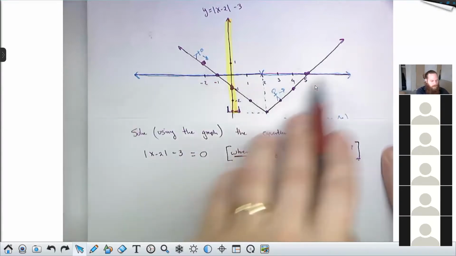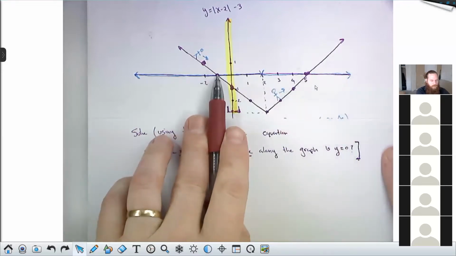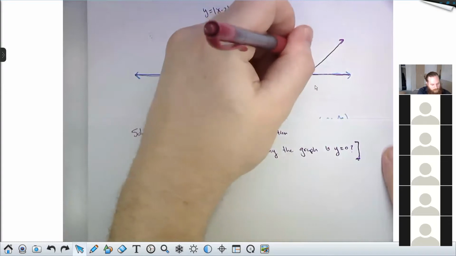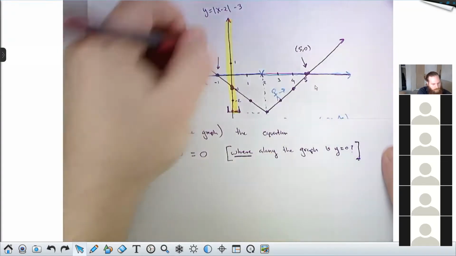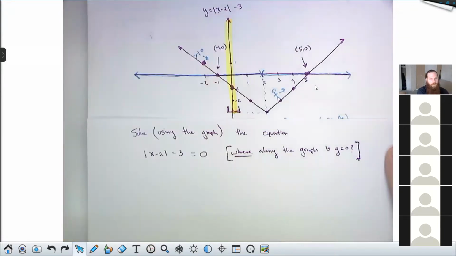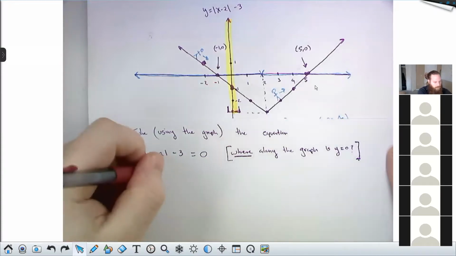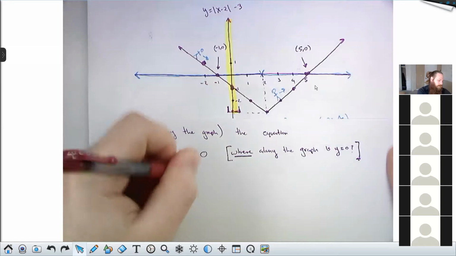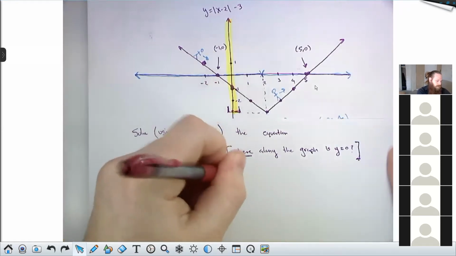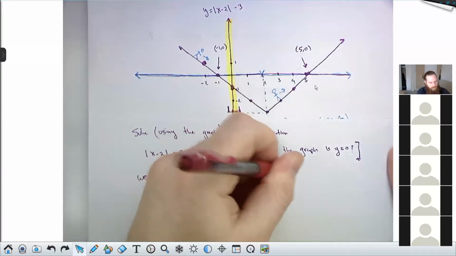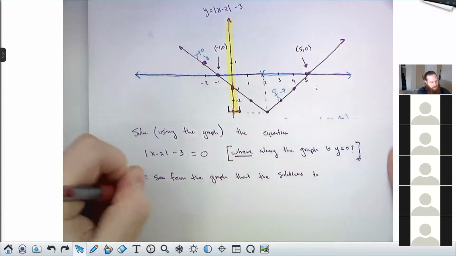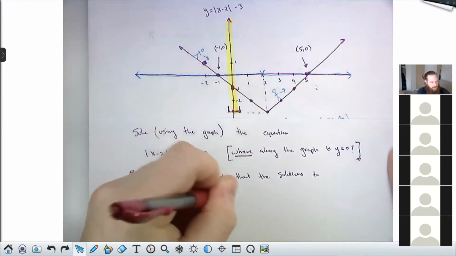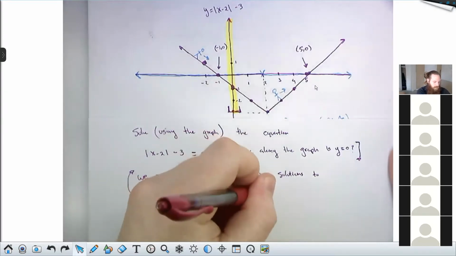Well, I look along this graph, where are the y values along the purple graph equal to 0? Right here and right here. This is the point -1, 0. And over here, this is the point 5, 0. And those are the 2 points along this graph where the y values are equal to 0. So we get from the graph that the solutions to this equation are x equals -1 and x equals 5.